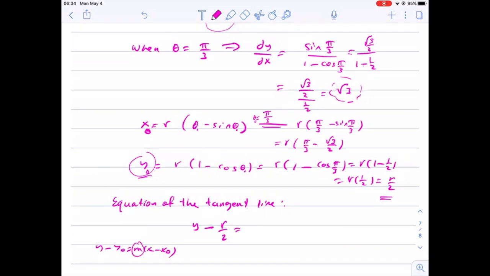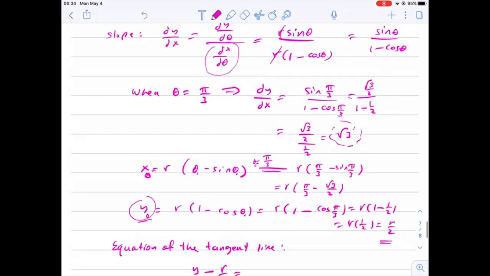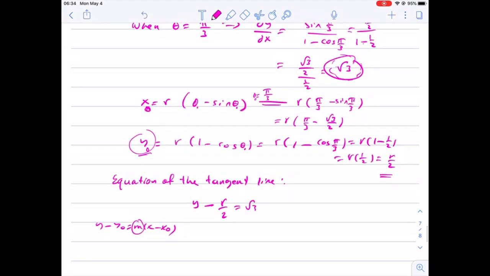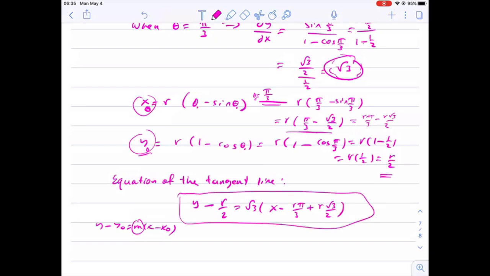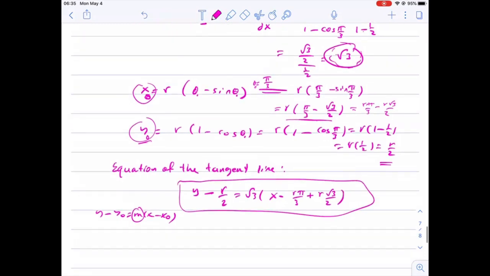m is the derivative. The derivative in this case is square root 3 times x minus x naught. x naught is this point. So it's r times, this can be written as r pi over 3 minus r square root 3 over 2. So this is the equation of the tangent line.